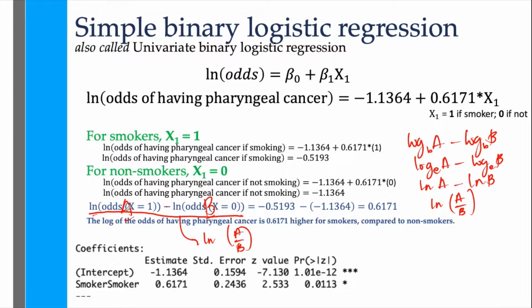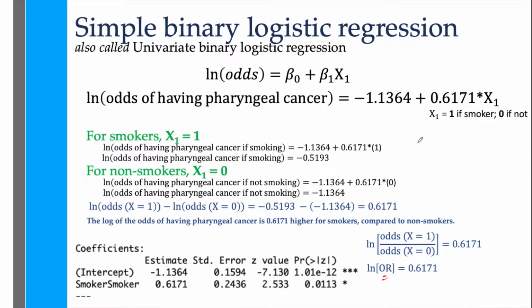In other words, this left side may be expressed as the ln of the odds when x is equal to 1 over the odds when x is 0, which is equal to 0.6171. Now note that since we are dividing odds here, that is the odds ratio. In other words, the ln of the odds ratio is 0.6171.